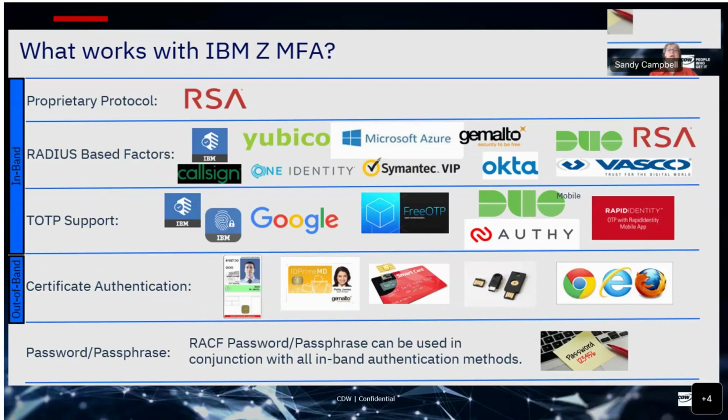And then there's out-of-band certificate type authentication, where you might have a chip on your ID, or you might be inserting an RFID into your USB port, right? So there are many different ways. And then again, you can either use a password or passphrase in conjunction with any of these authentication methods.